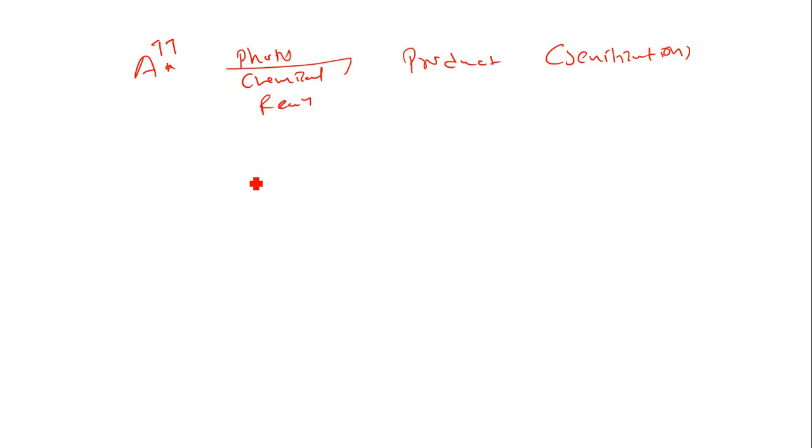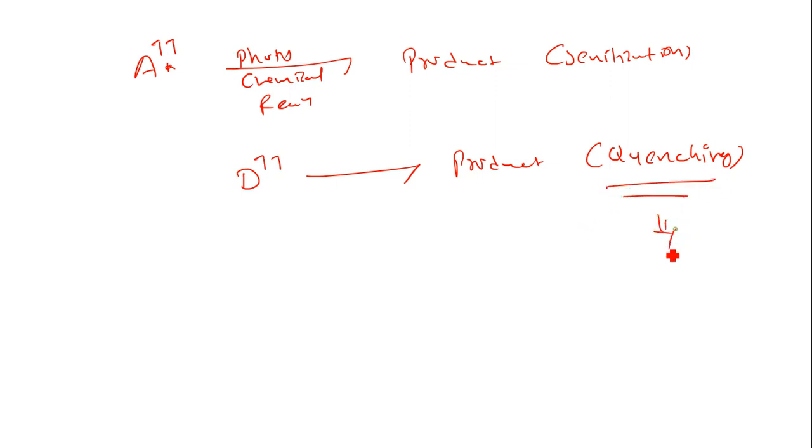But what will happen to this donor atom? That we should also know. Now the donor molecule, suppose it has this type of electron notation. It is converted by means of quenching. What is quenching? The quenching phenomenon means a loss of fluorescence. Loss of fluorescence is known as the quenching phenomenon.